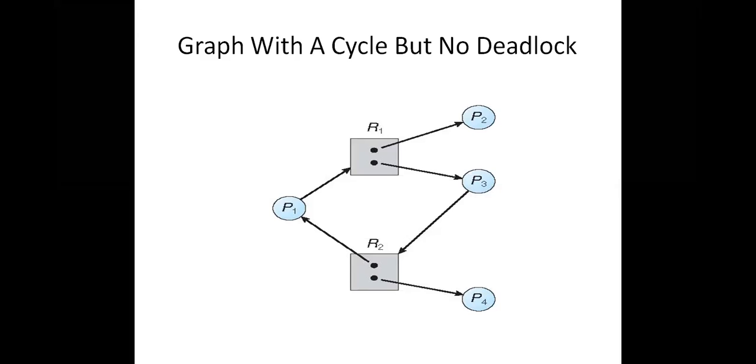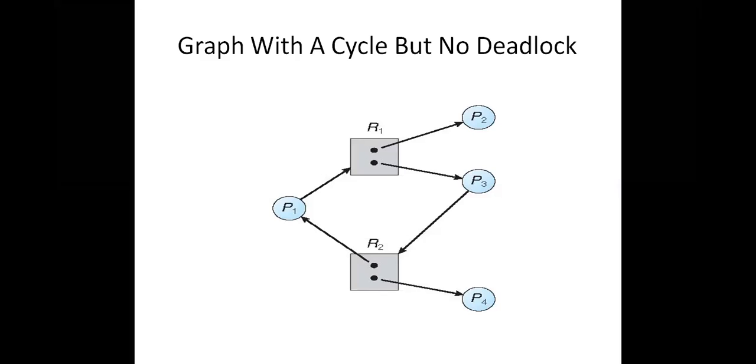So P2, after completing the task, will release the resource. After completing the task, P4 will also release the resource R2. Why? Because here we have two instances of R1 and two instances of R2. So either P2 may release first or P4 may release first.